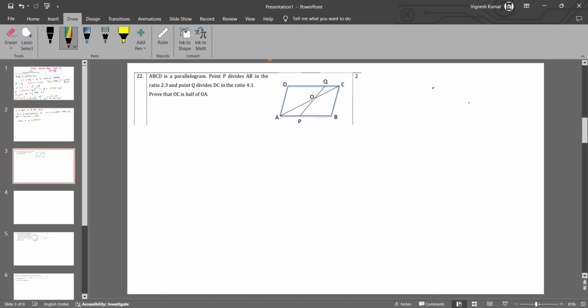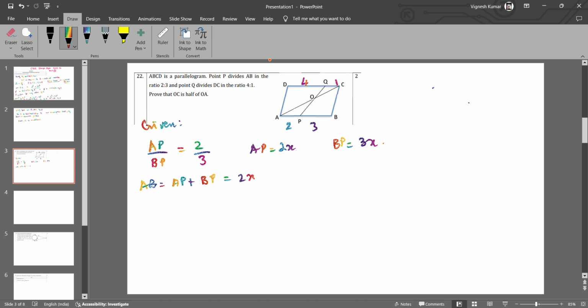The next question says ABCD is a parallelogram. Point P divides AB in the ratio 2:3 and point Q divides DC in the ratio 4:1. Prove that OC is half of OA. So let us write AP divided by BP is 2/3. This is given. So let us take AP is equal to 2x and BP is equal to 3x. So we can write AB is equal to AP plus BP, so 2x plus 3x, which is 5x.